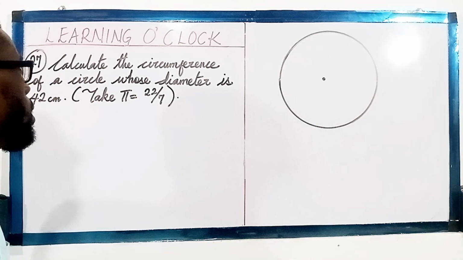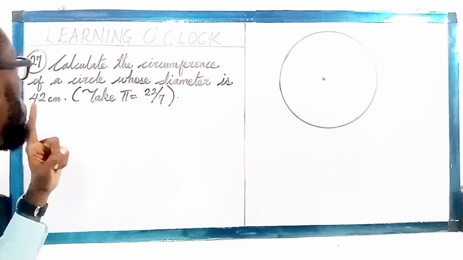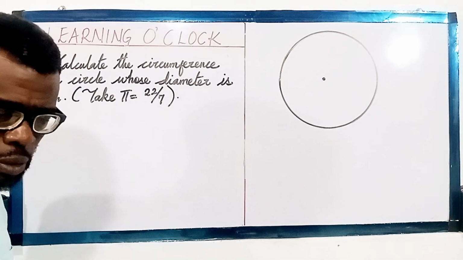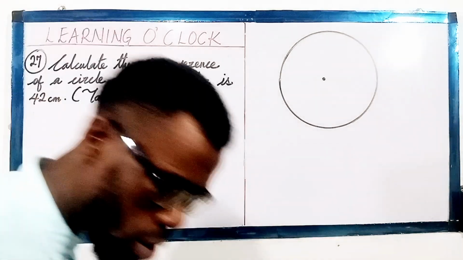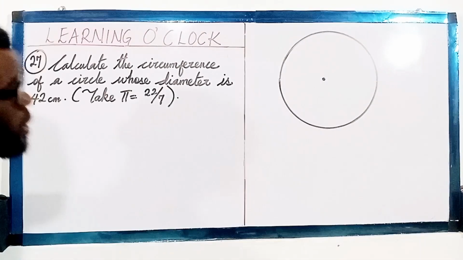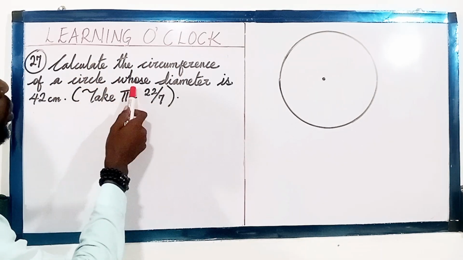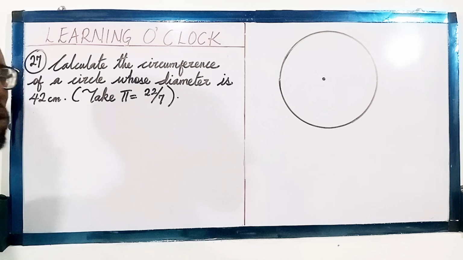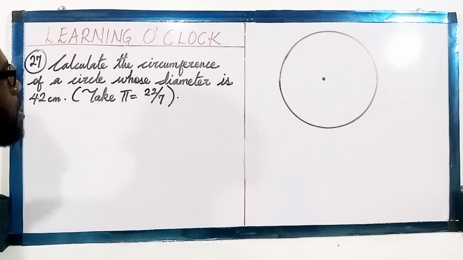So we are here to solve, okay? We want to solve the 27 sum problem here, a mathematical problem. So this is the problem, so let's get to it. Calculate the circumference of a circle whose diameter is 42 centimeter.